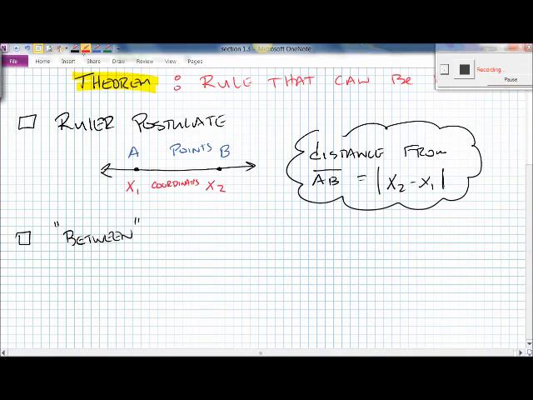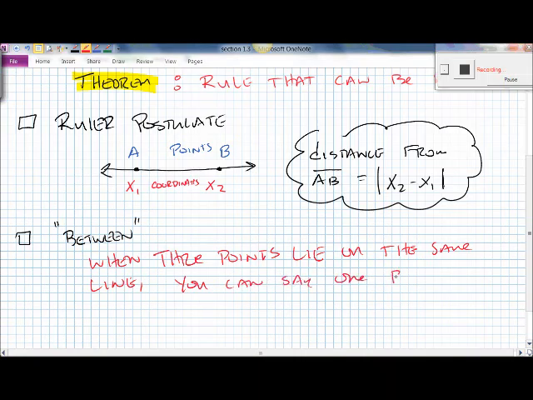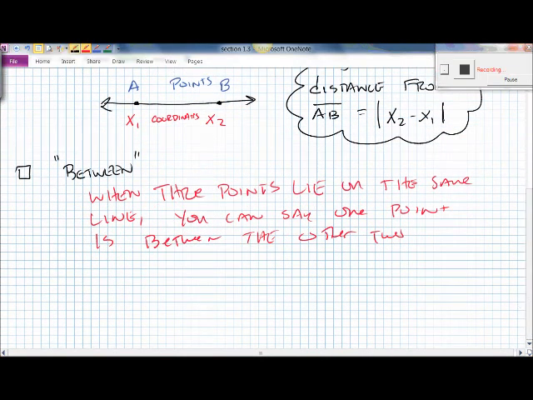So, betweenness. You can say when three points lie on the same line, you can say one point is between the other two. So let me give you a picture.